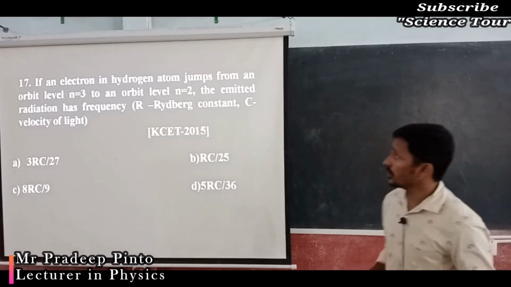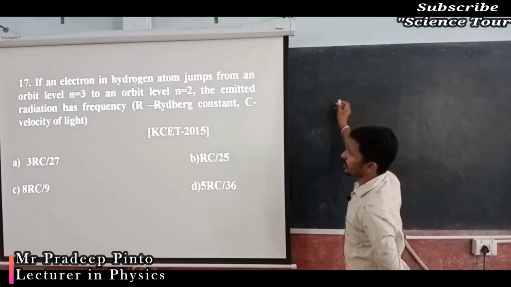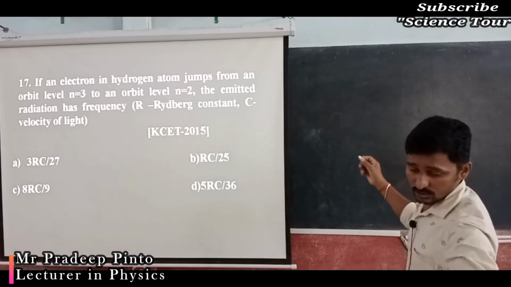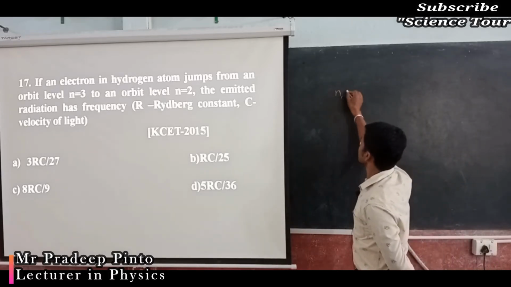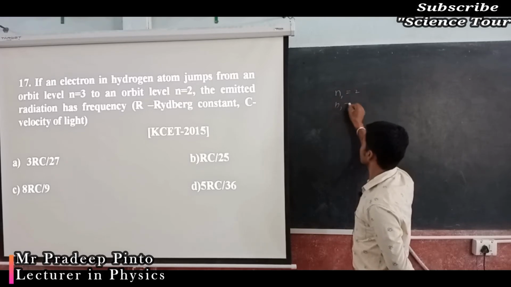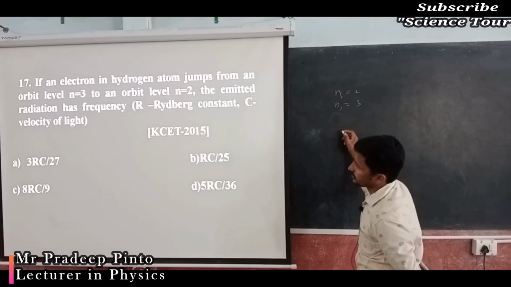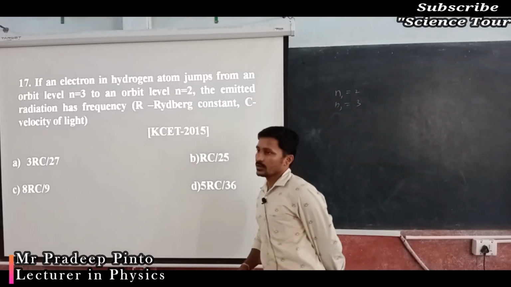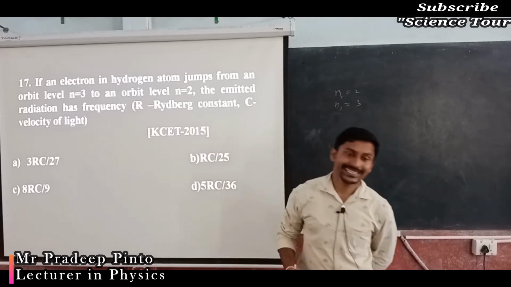An electron in the hydrogen atom jumps from orbit level n = 3 to n = 2, which means n1 is equal to 2 and n2 is equal to 3. In terms of the Rydberg constant, you have to find the frequency. The answer is in terms of R and c. This question came in the 2015 CET.